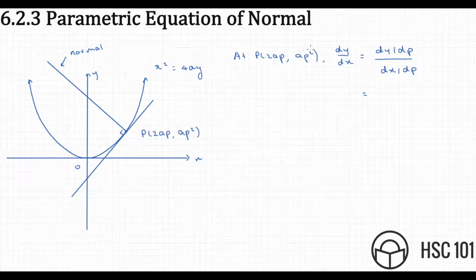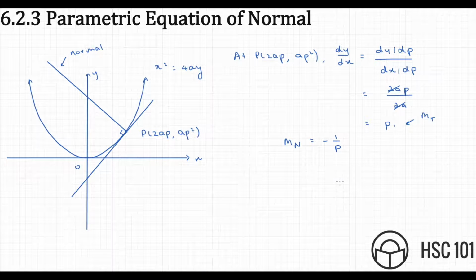So here, if I differentiate ap² with respect to p, I'm going to get 2ap over. Then if I differentiate x with respect to p, I'm just going to get 2a. So the 2a's cancel out, and what I'm left with is just p. So this represents the gradient of my tangent at the point P, which means that the gradient of the normal is equal to -1/p, since the tangent and the normal are perpendicular, and the product of the two gradients needs to be equal to -1.